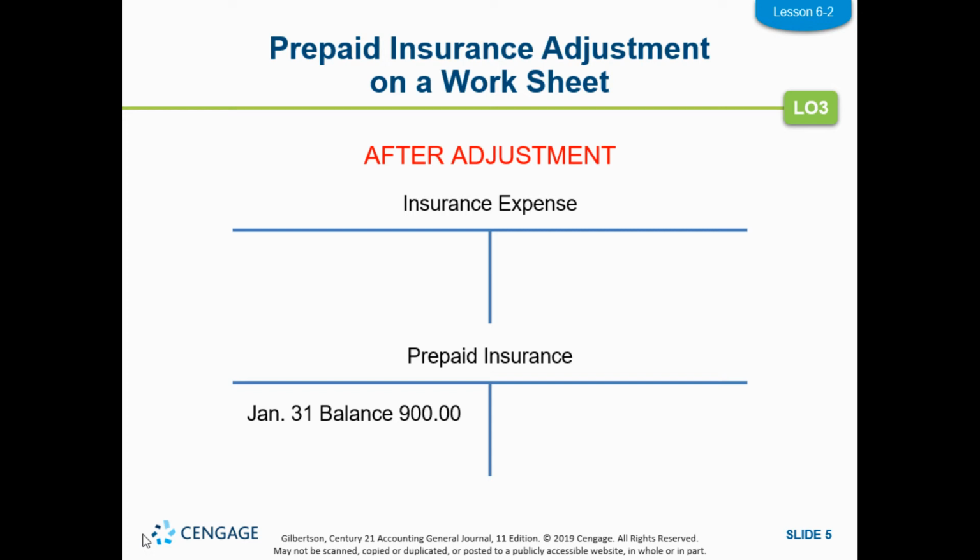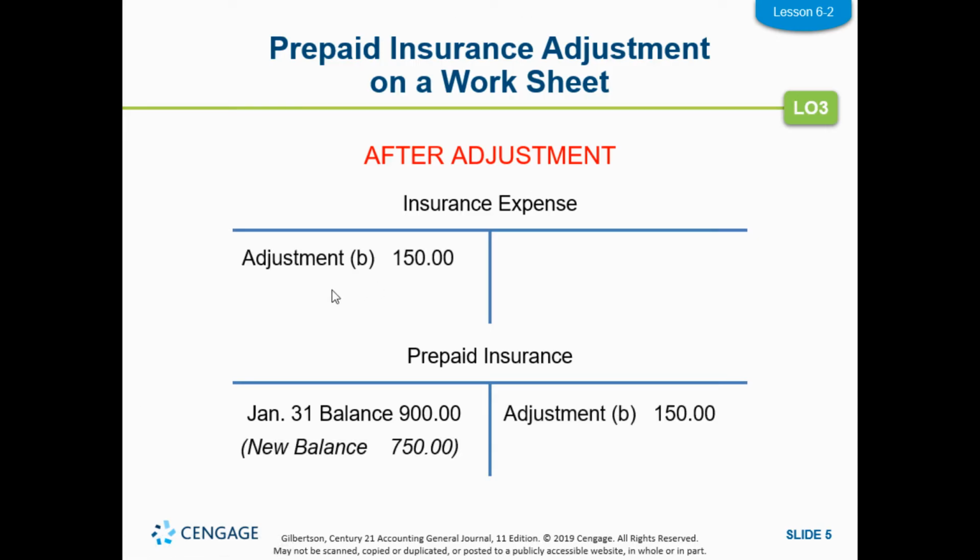However, we used up one of those months of prepaid insurance. So we are going to make an adjustment. We're going to credit our prepaid insurance asset account for 150. We're going to label that letter B, adjustment B, in our adjustments area of the worksheet. And we're going to put in $150 to expense to recognize that 1/6 of that, in this case, my example was automobile insurance, expired during the month.